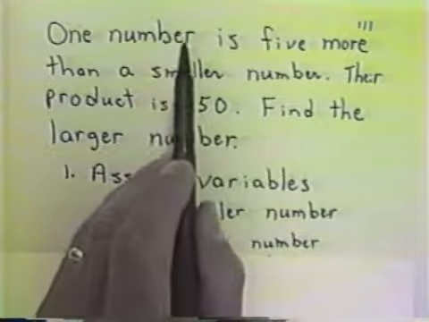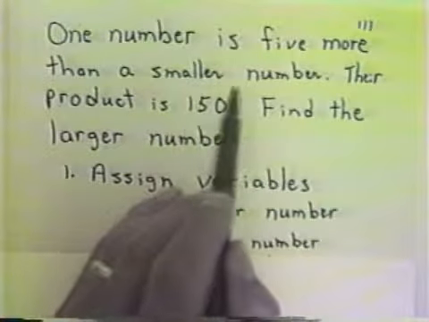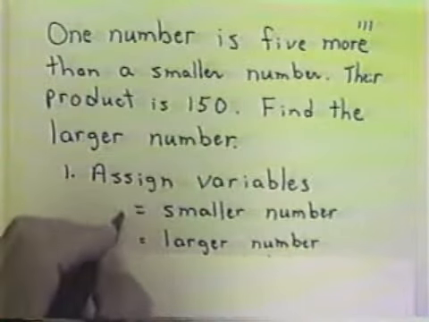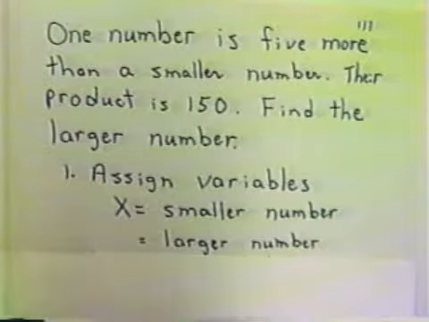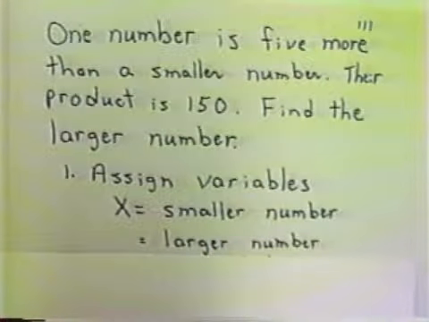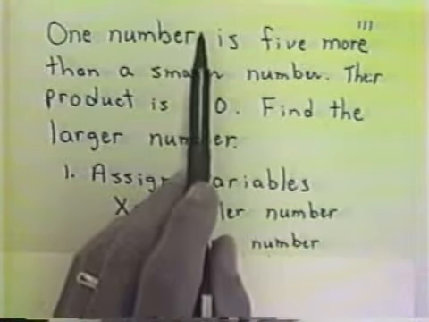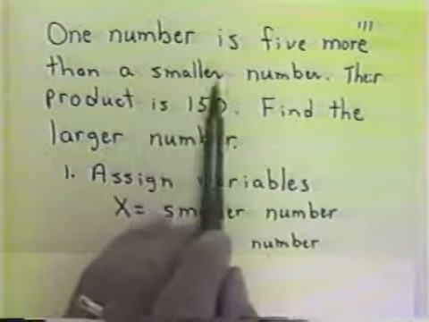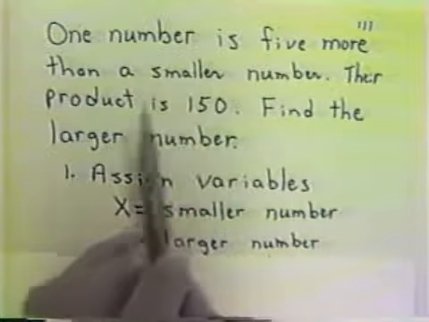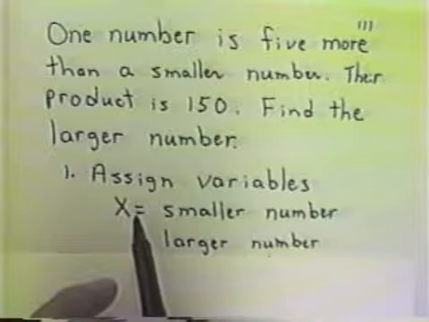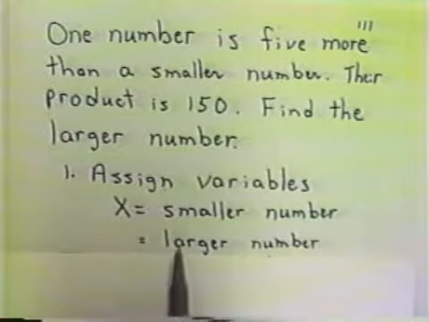Since the larger number is expressed in terms of the smaller number, I'm going to let the smaller number be x. Now you can use any letter. Some of you may prefer n or something else. But we're going to let x be the smaller number. The reason is the larger number is expressed in terms of the smaller number. So x has to be what everything else is expressed in terms of.